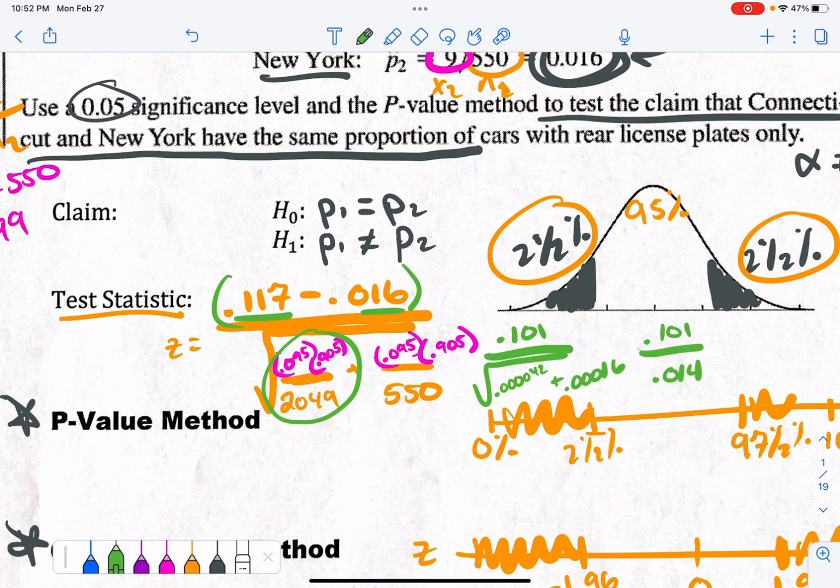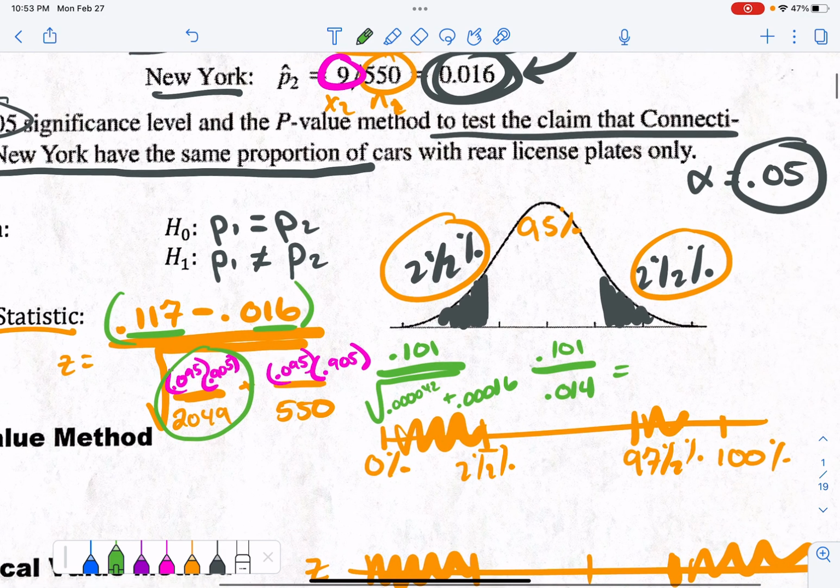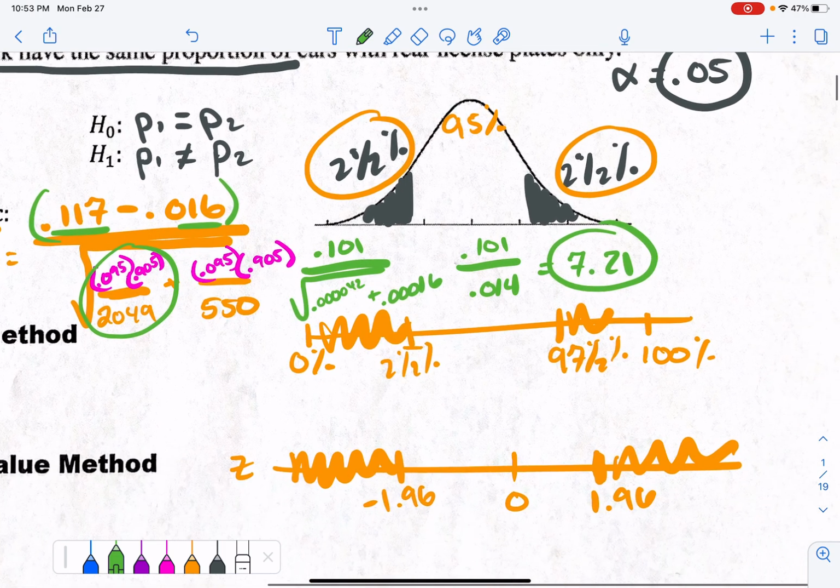So you can't complain because I'm literally doing this on a phone. Finally, 7.21-ish is what I'm going to have for my test value. Now we just have to come up with a conclusion.